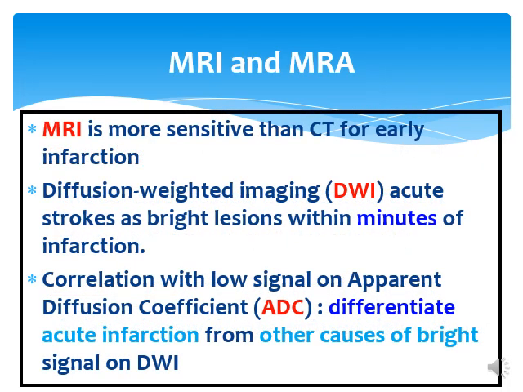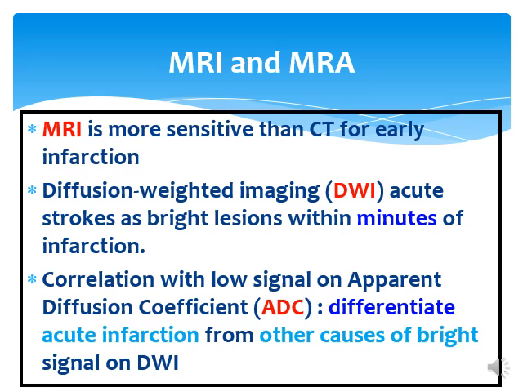Let us go to another modality of radiological investigations, which is also very important: the MRI and MRA. MRI is more sensitive than CT scan for early infarction, as we do what's called DWI, which is diffusion weighted imaging. In acute stroke, you can see a bright area within minutes of infarction. Not like the CT scan, where you can wait even 48 to 72 hours to see the infarction.